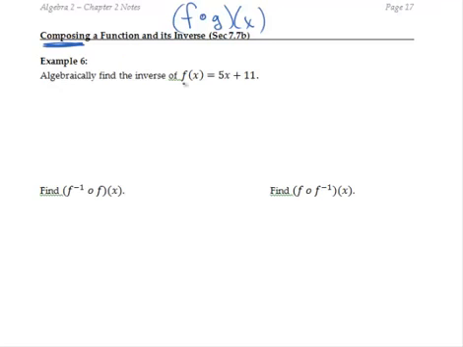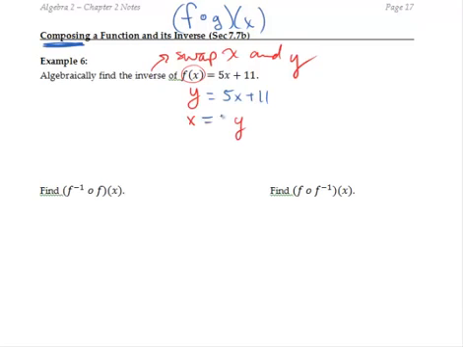So to review, here's a function. We're going to find the inverse. Remember, to find an inverse, you need to swap the x and the y. When you're looking at a function, this f of x here, that is the y. So this is really saying y equals 5x plus 11. So to find the inverse, when we switch these, we will say x equals 5y plus 11.